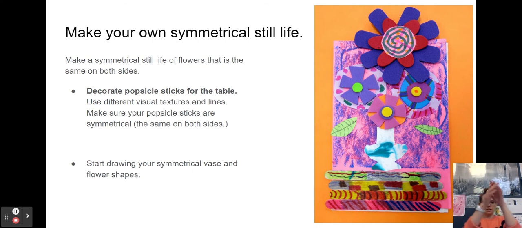Your symmetrical still life is going to be the same on both sides. Today, you're going to decorate the popsicle sticks for the table of your still life. Then if you have time, you will start drawing your symmetrical vase and flower shapes. Watch my video on the next slide to learn more about that.